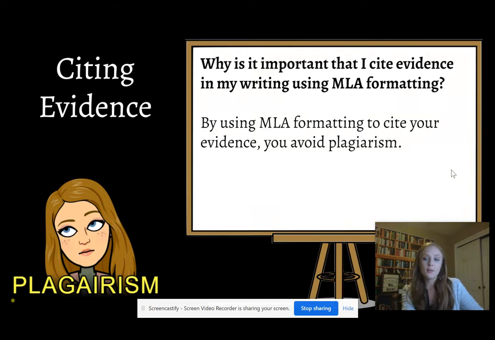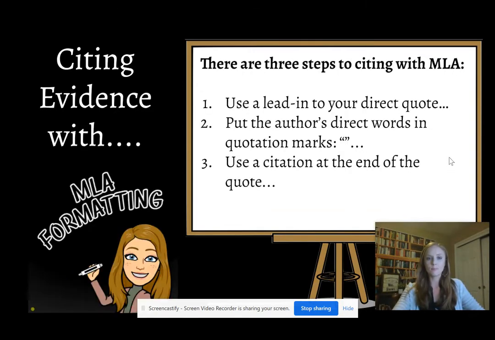In addition, by citing textual evidence using MLA formatting, you are avoiding plagiarism, and that is definitely something that we want to do. We definitely want to give credit where credit is due and avoid plagiarizing other people's ideas.